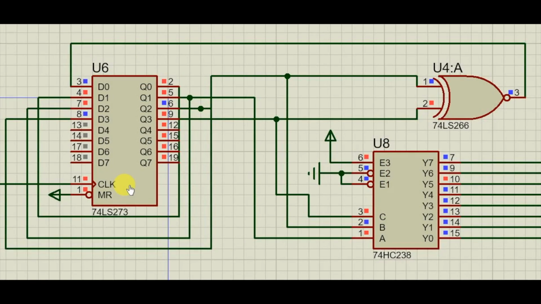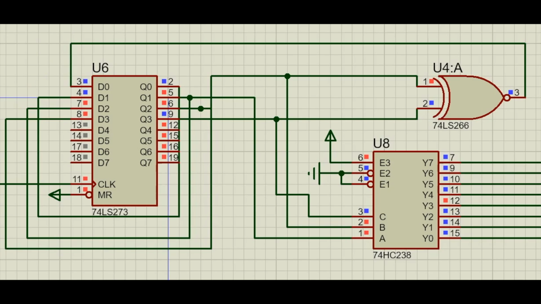This is the Proteus simulation of our random number generation unit. For our purpose, we need to generate a random number from 0 to 7 at each clock pulse. Here we have used a linear feedback shift register for generating pseudo-random numbers.